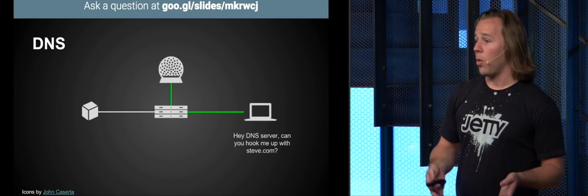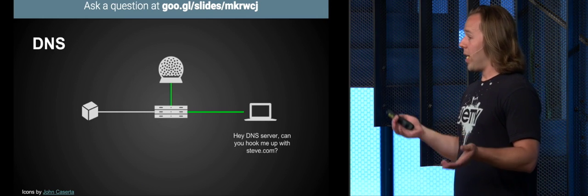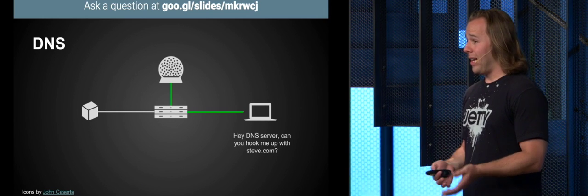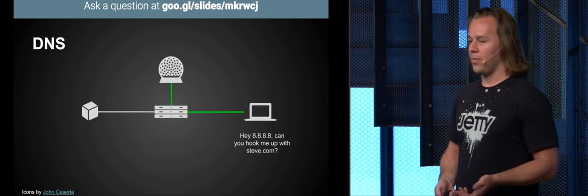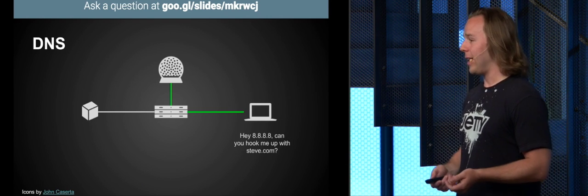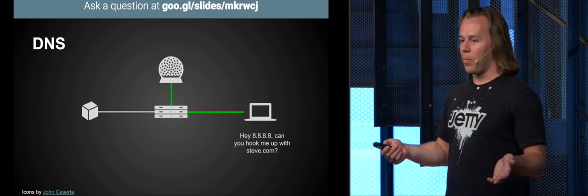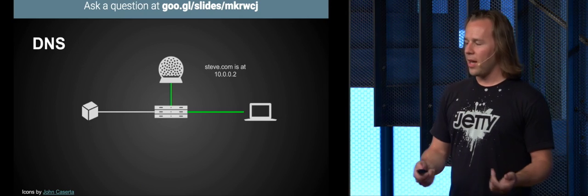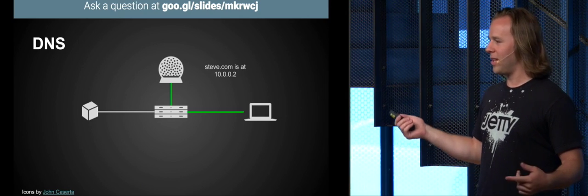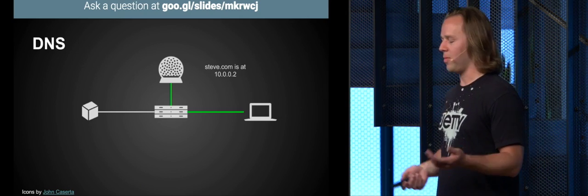You can set it in your network preferences. Sometimes it's 8.8.8.8, which you've seen. That's Google's DNS, whatever. So you want to ask, hey, 8.8.8.8, can you hook me up with steve.com? So the DNS server says, yeah, sure. That's over at 10.0.0.2 or whatever.